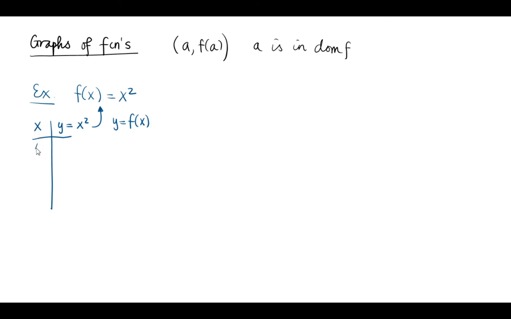For example, I can choose 0. If I choose -1 or plus 1, it will not change because I'm squaring it. So it's going to be 0 here, 1, 1. If I plug in -2, +2, it's going to be the same, 4, 4.